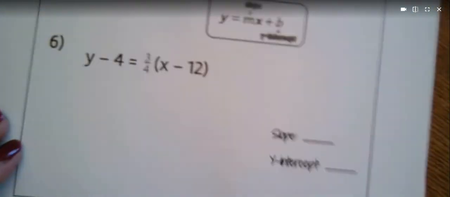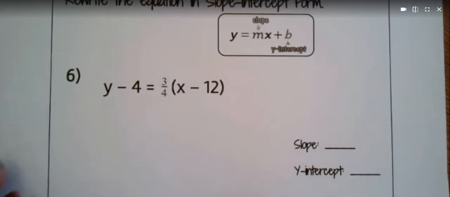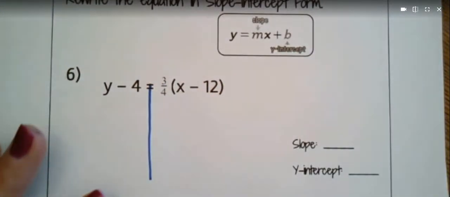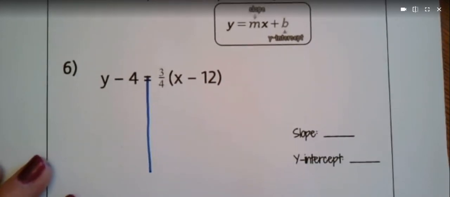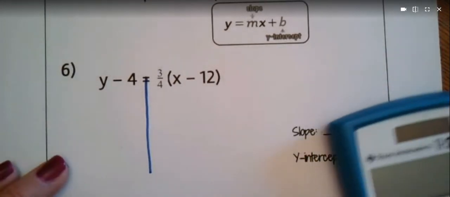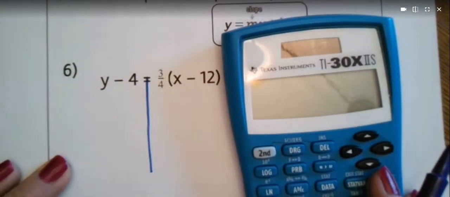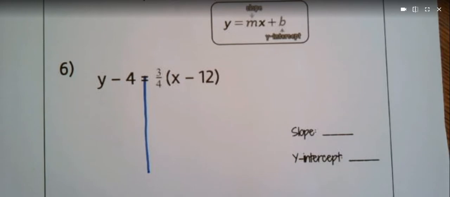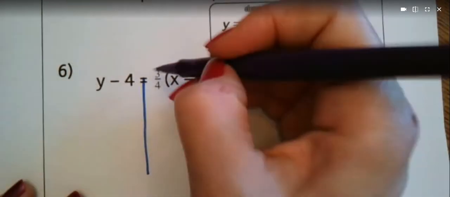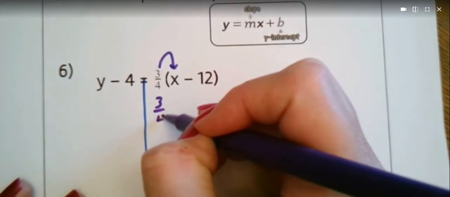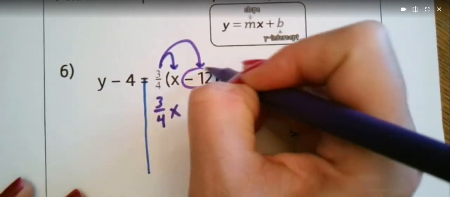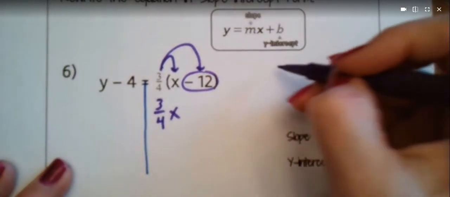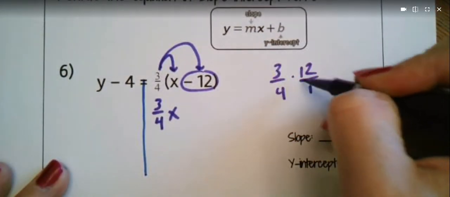All right, now 6. See if you can try this one. Again, this one is in point slope form. So copy it down, work it out. Maybe you want to pause the video and give it a try. When it comes to this 3/4, when you're distributing, you may decide to use a calculator, use your head, or maybe you write it out. 3/4 of negative 12. So again, if you're not sure what 3/4 times 12 is, you can write it out.